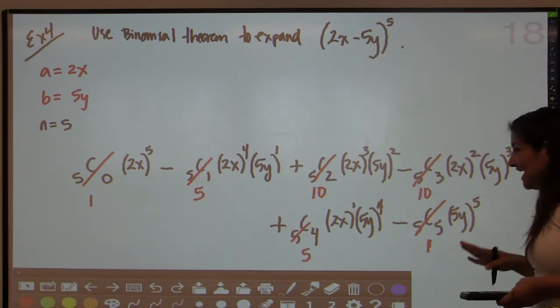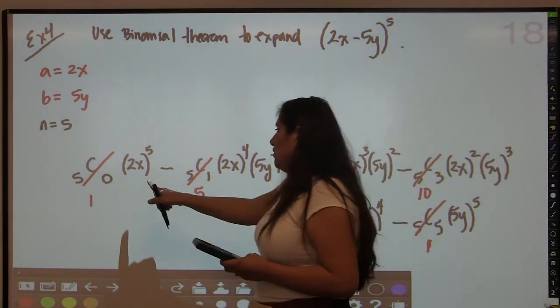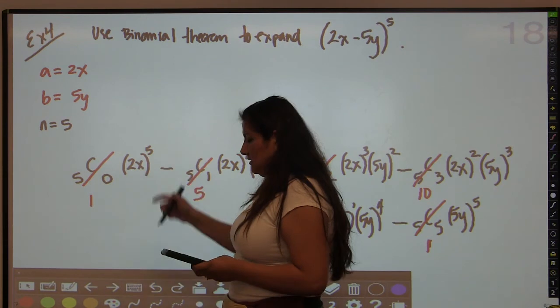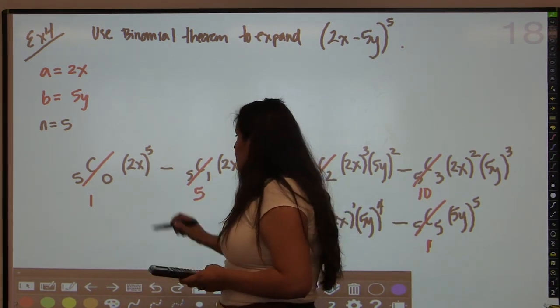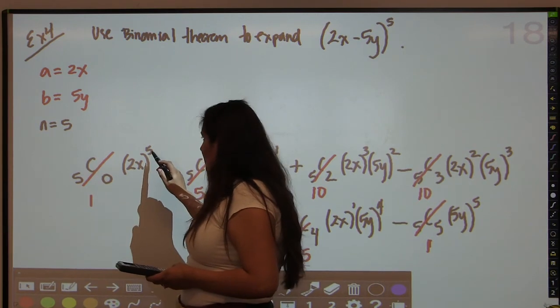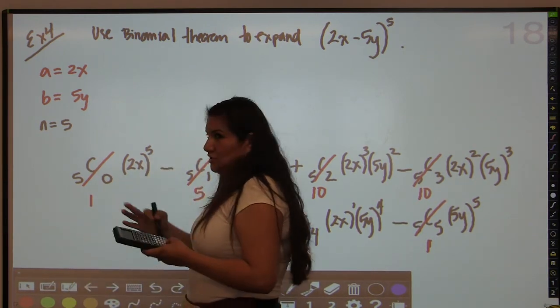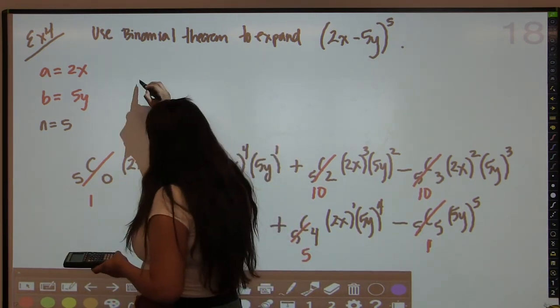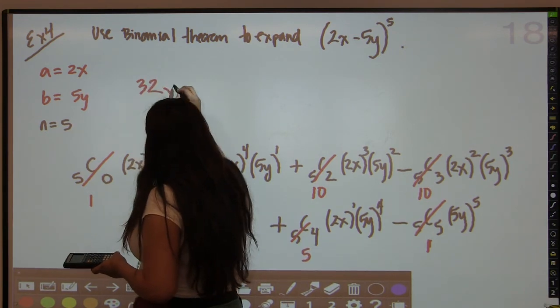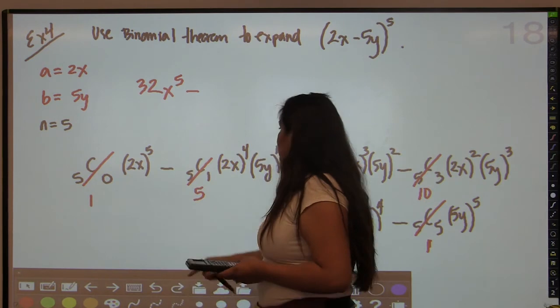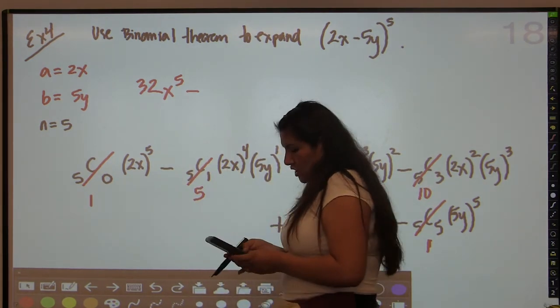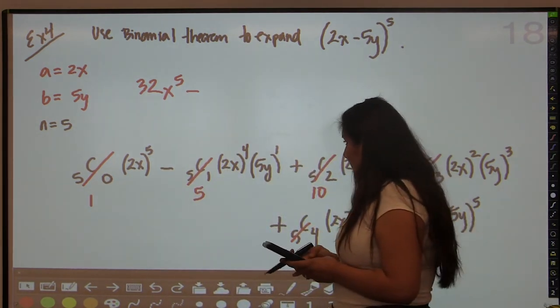But you're not done yet, because now you have to attach this whole 2 to the 5th power nonsense. So 2 to the 5th power is 32. 32 times 1 is just 32. So finally we can write 32x to the 5th. Then we have a minus. And now I have to go 2 to the 4th power. 2 to the 4th power is 16.